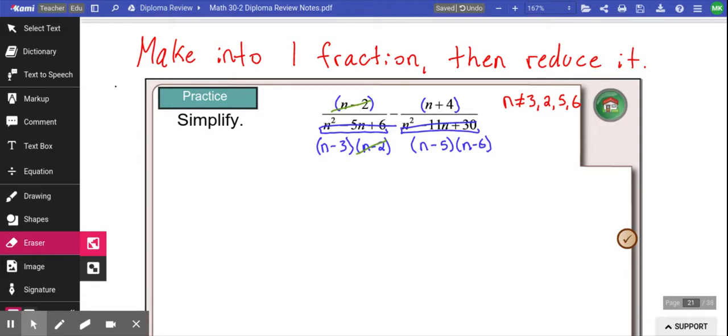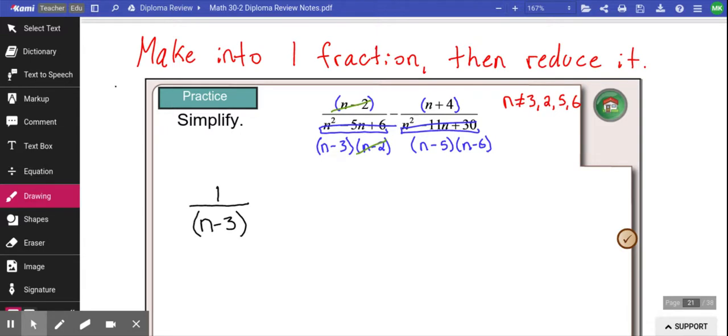Once I reduce it like that, I'm going to rewrite it so that my question looks nice and neat. My first fraction now has nothing on the top, so we put a 1. The denominator now only has an n minus 3. It's still a subtraction question. The other one has an n plus 4 on the top. Notice that I'm still doing brackets around it. And the bottom has n minus 5, n minus 6. Cool, so we factored, we did our NPVs, and we actually reduced it a little bit before we did anything else.